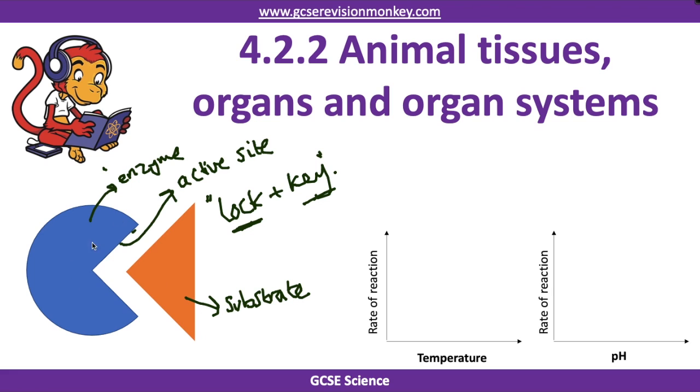There are also other models. For example, there's one called induced fit. And with this, the active site is a particular shape again to fit the substrate, but as the substrate comes into the enzyme, the active site changes shape slightly just to fit and grab that substrate a little bit better. So the main one to remember is lock and key, but another one is induced fit. When the substrate goes in, the active site changes slightly to grip that molecule in there.